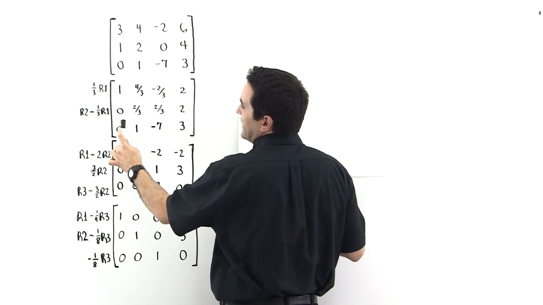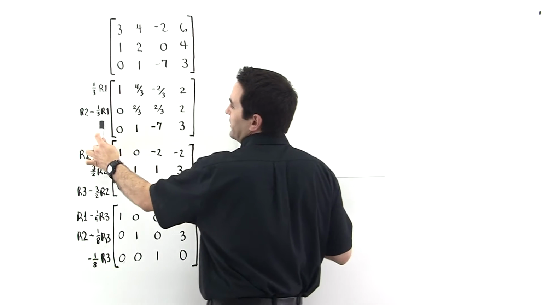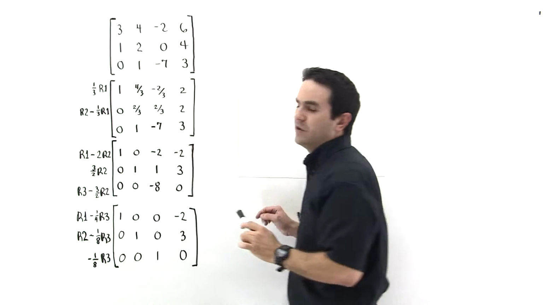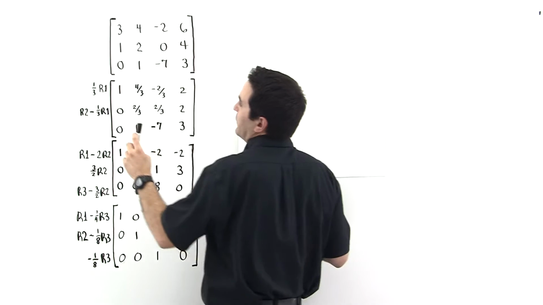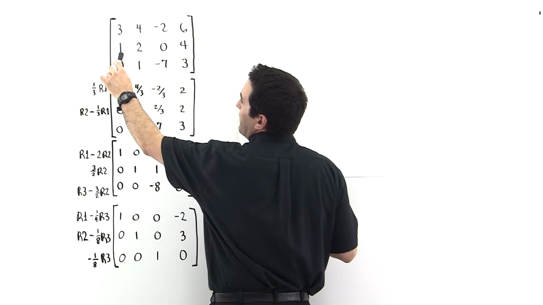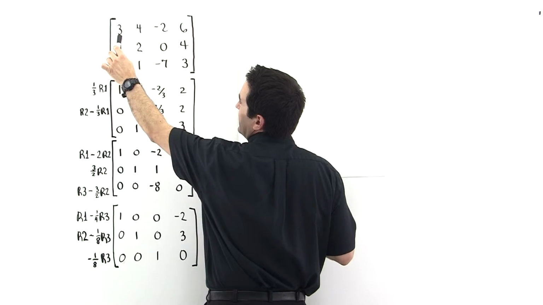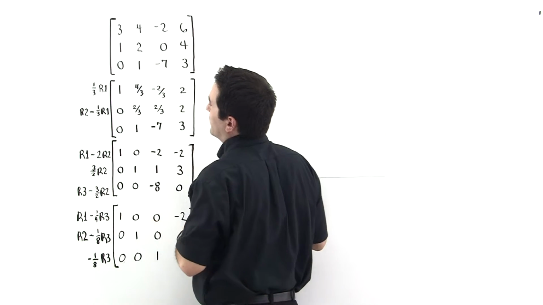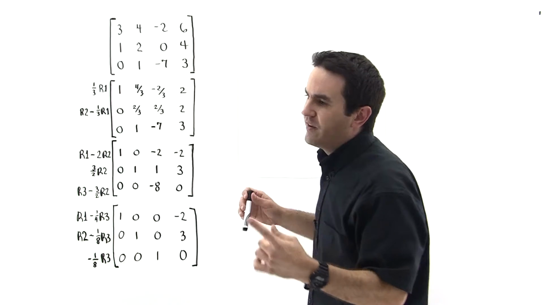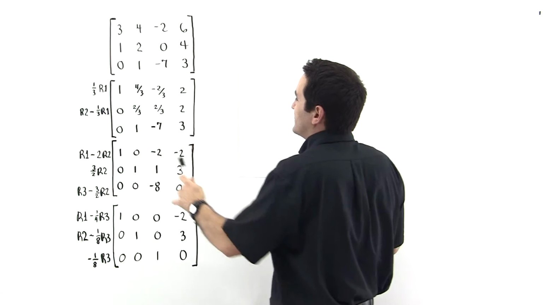Then we want to get a 0 right here. So we can obtain that by performing this row operation: R2 minus 1/3 R1. So notice, R2, 1 minus 1/3 R1. So 1 minus 1/3 of 3 gives 0. Because 1/3 of 3 is 1. 1 minus 1 is 0. Okay? So we get our 0 here.